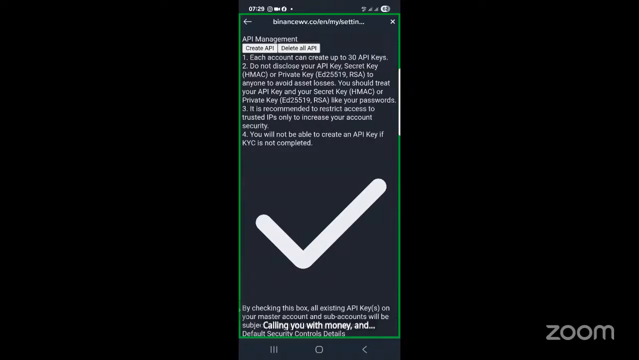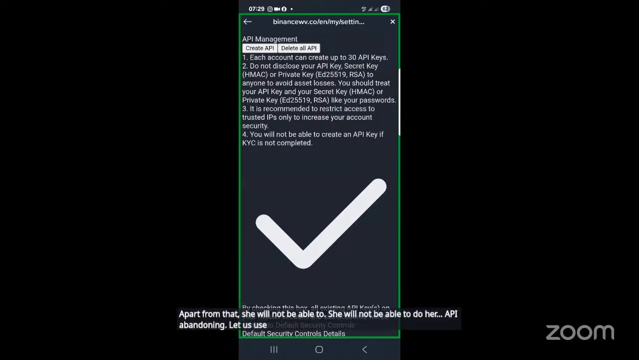Yeah, and she needs to use a VPN. Okay, it will not work otherwise. Yes, before she can do that. Apart from that, she will not be able to do her API binding. Let her use a VPN in America.